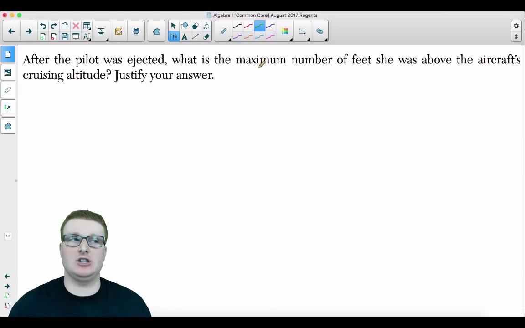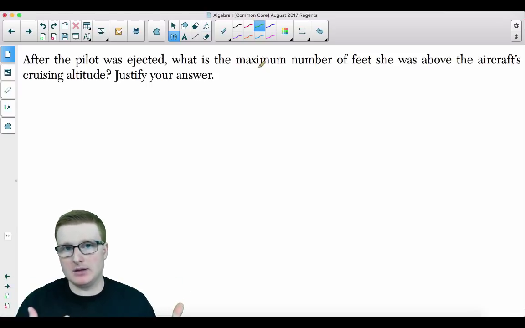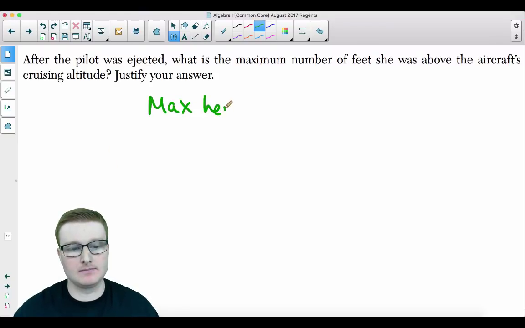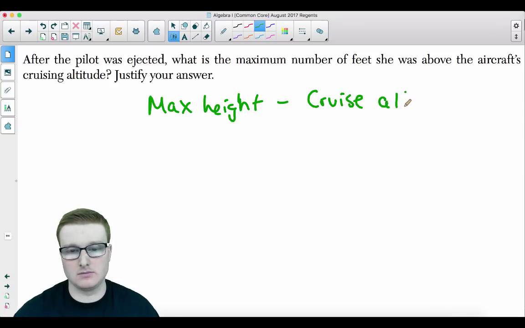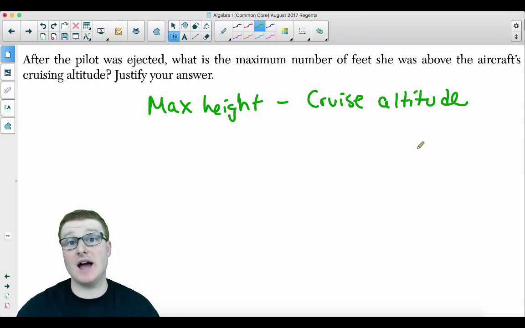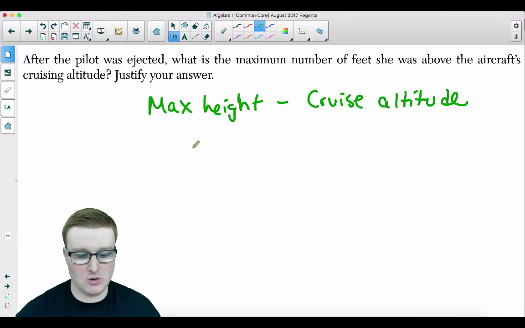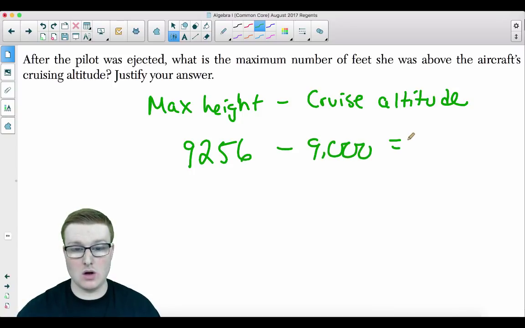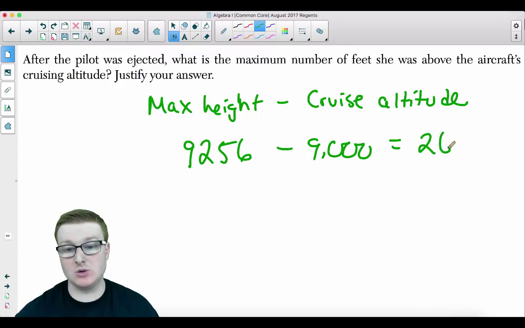So this is what they're basically asking you. They tell you in the problem that the cruising altitude of the aircraft is 9,000 feet. Your job is to take the maximum height minus the cruise altitude, and that will give you the amount of height that she actually flew up. So 9,256 minus the 9,000. So she was at a maximum of 256 feet.